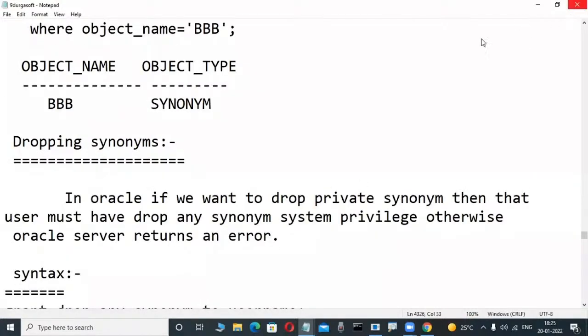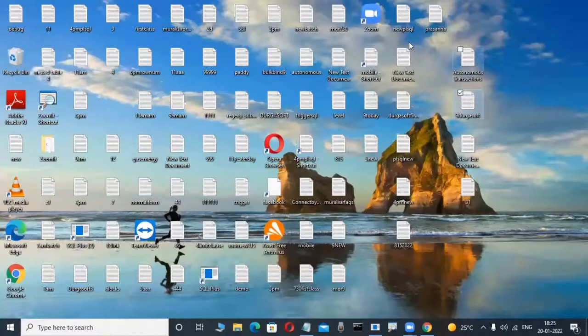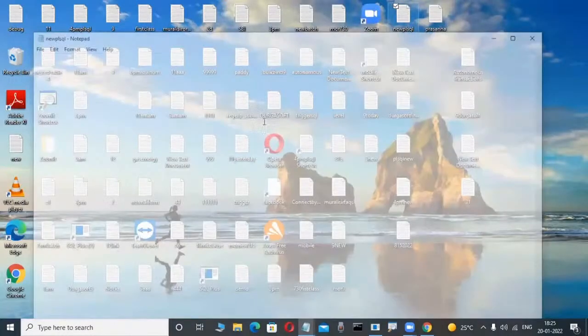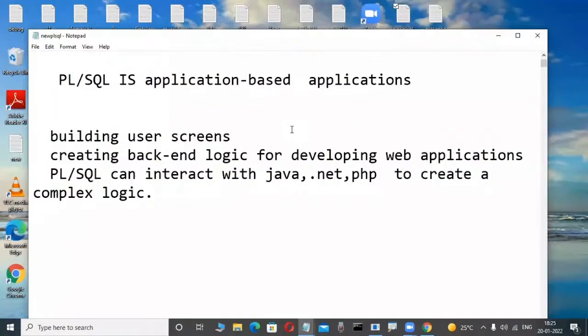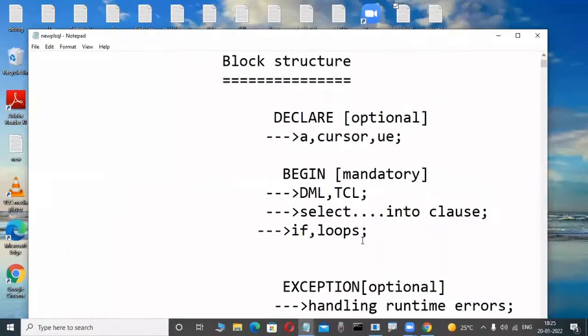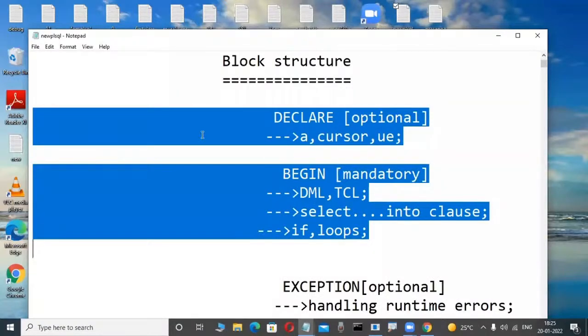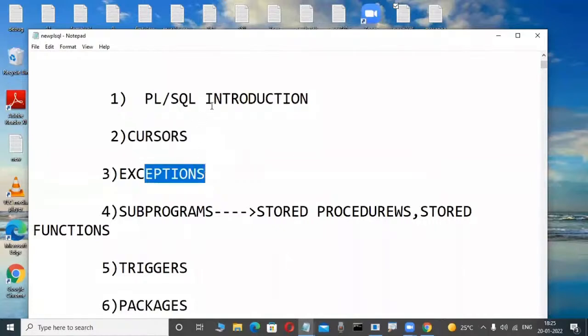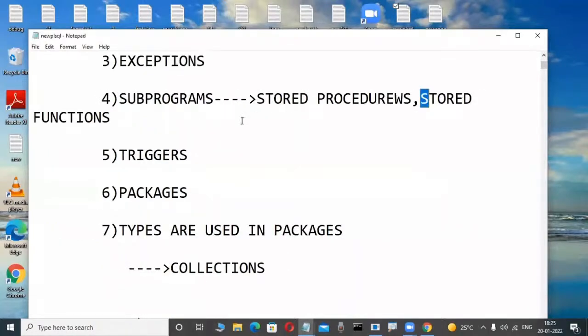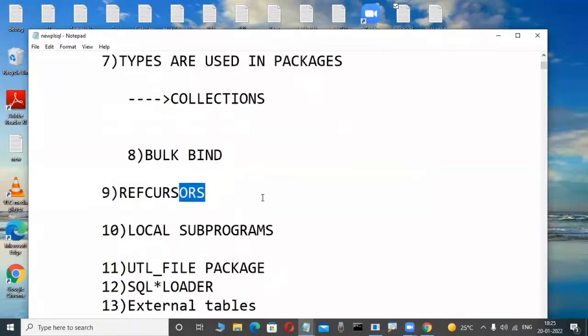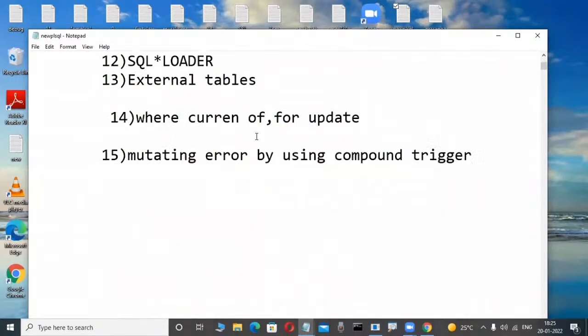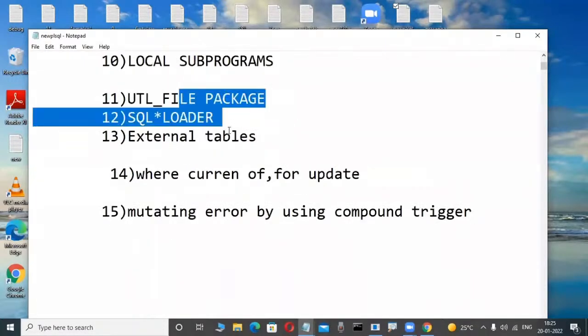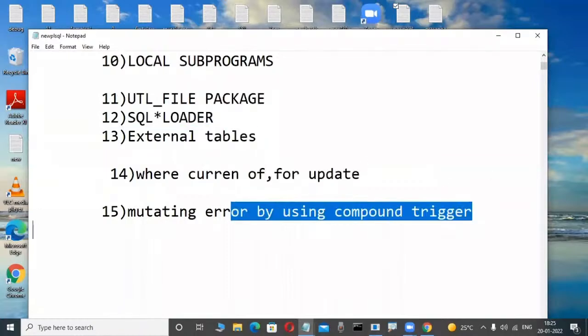These are big concepts. Again, PLSQL means a little bit of coding. Don't be afraid. In PLSQL you write this type of little coding. In it: cursors, exceptions, stored procedures, stored functions, triggers, packages, types, collections, bulk bind, ref cursors, local subprograms, UTL file packages, SQL loader, external tables. So many things like this. So much syllabus is there.